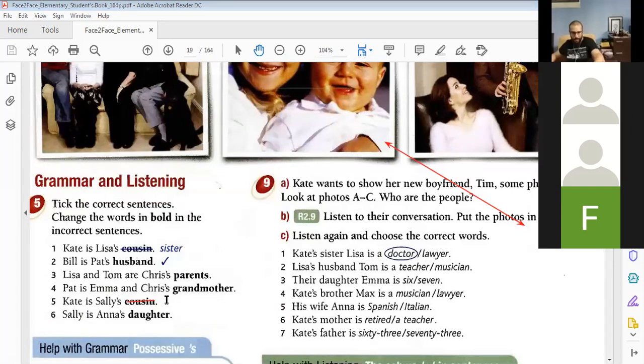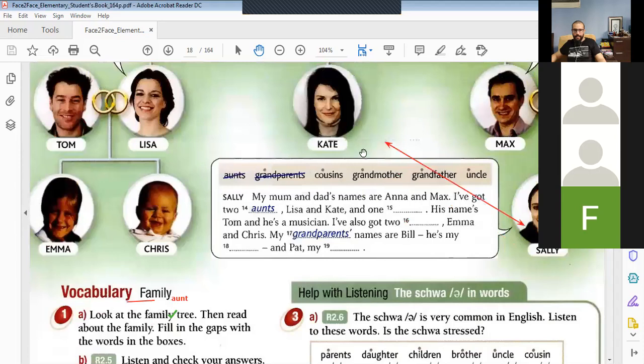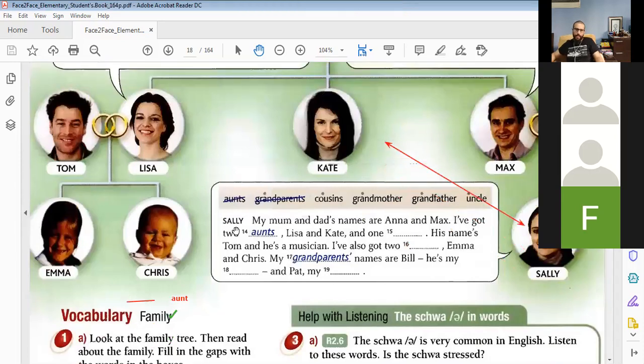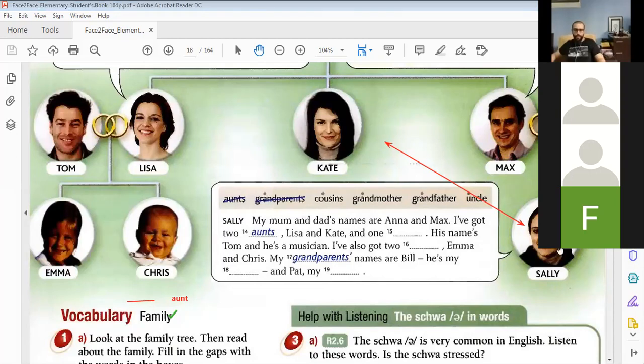What about the last one? It's correct. Okay, now I have another question. Kate is Sally's aunt, right? But what's the relationship between Sally and Kate? So Sally is Kate's what? Okay, I'll write it here, easier.